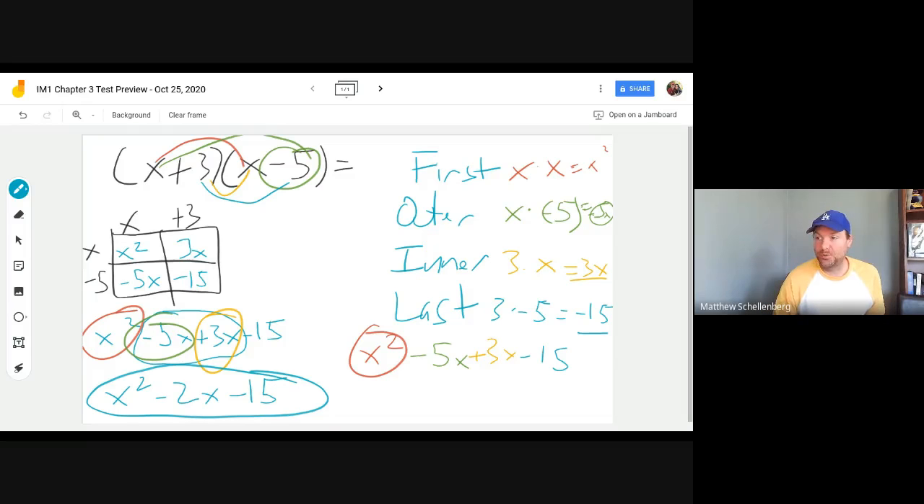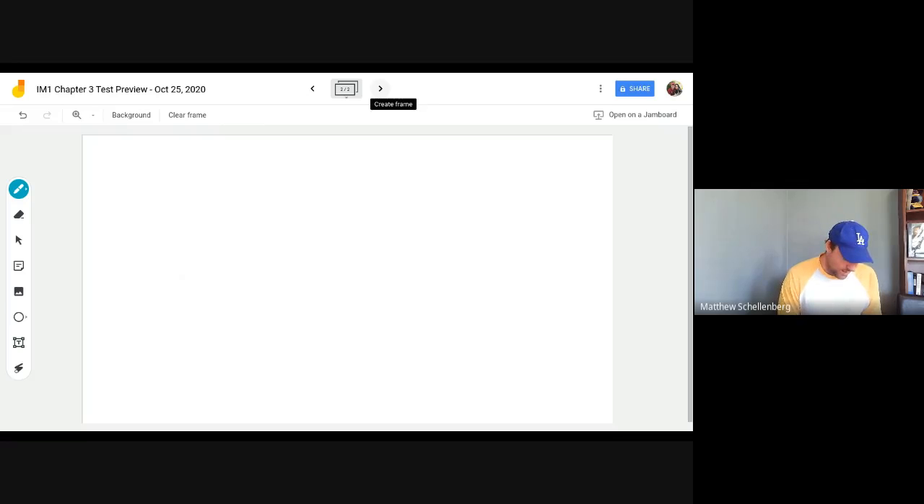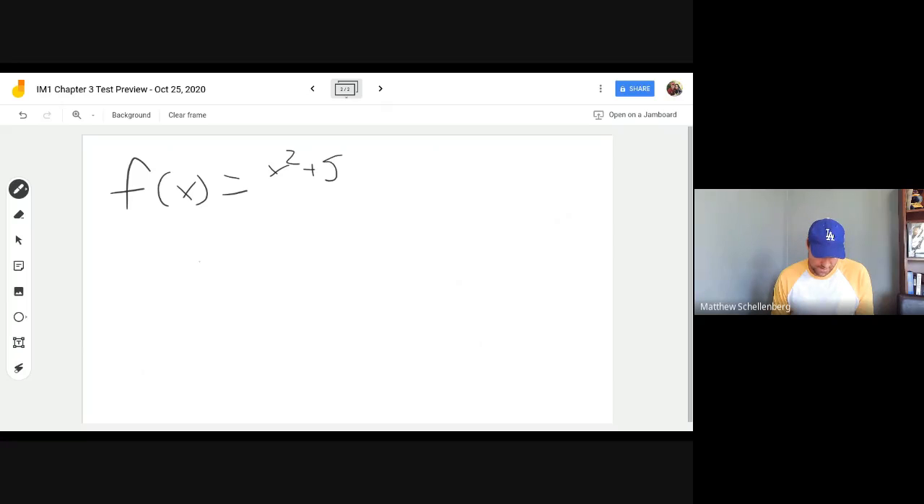Number 2. So next up, we are going to be told that we have a function. So we have f of x, and it's going to equal some fraction with some variables. So let's say we have x squared plus 5 over 3. And I want to know what f of 11 is. Try that out right now and pause the video and try that.